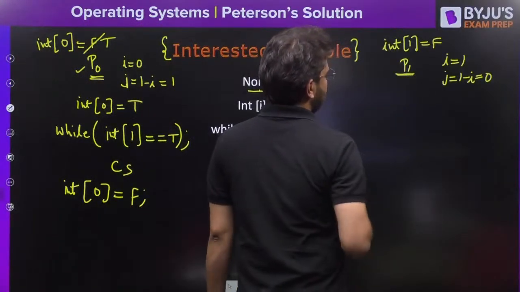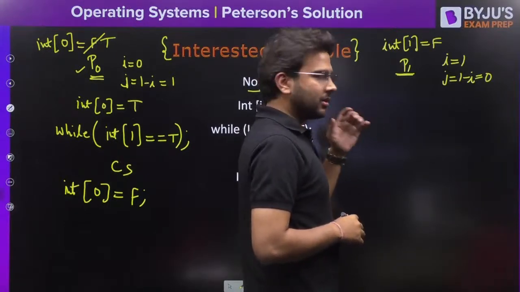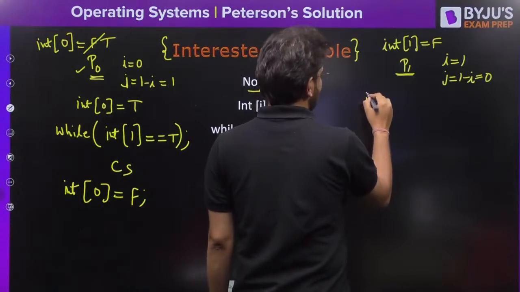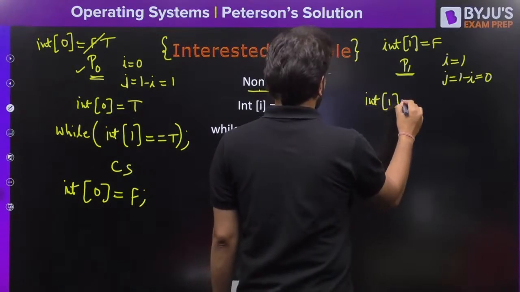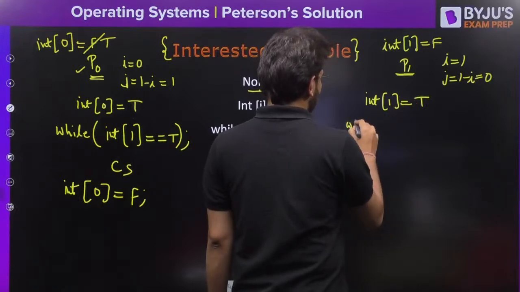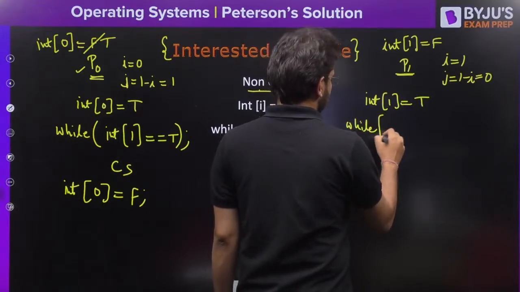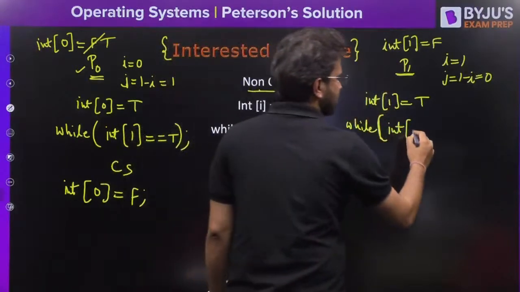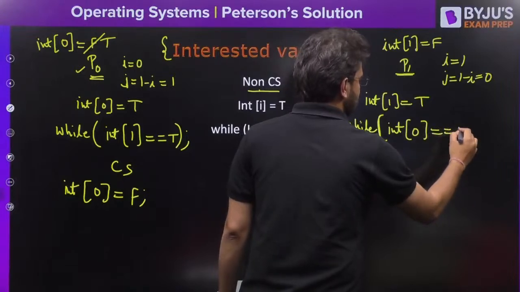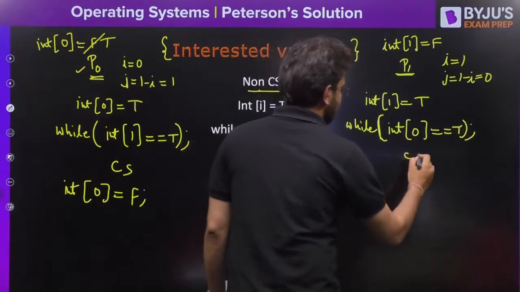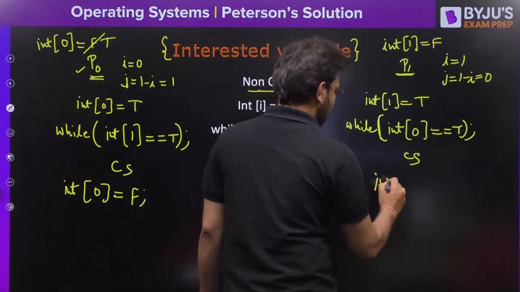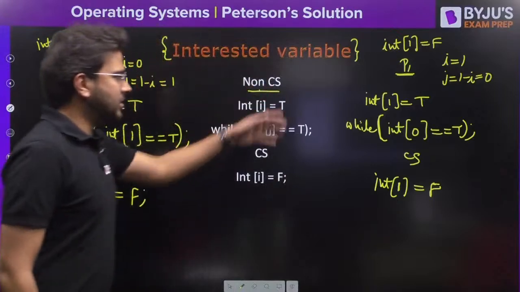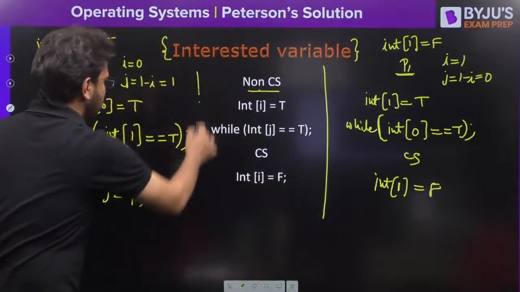Now if I talk about P1 process, so let me write the code first. In that case it will be easy for you to understand it. So here we have the non-critical section, then we have int of 1. Int of 1 is equal to true. Then we have while int of j, that means for P1 it is going to be 0. If it is equal to true, then it is a critical section, and then you are making int of 1 is equal to false. So this is the code for P1. This is the code for P0.